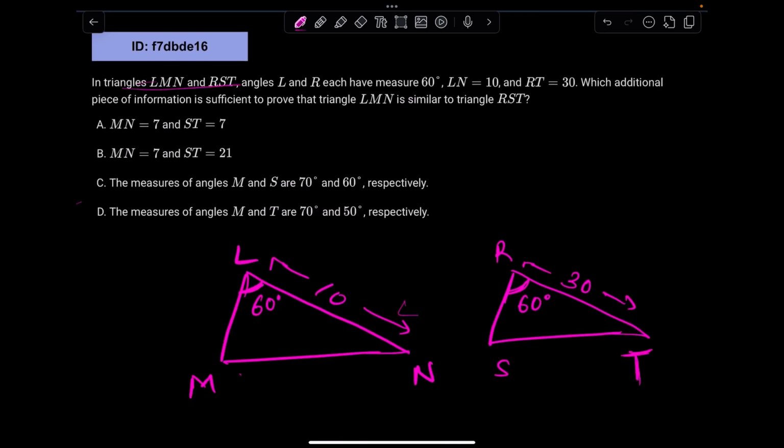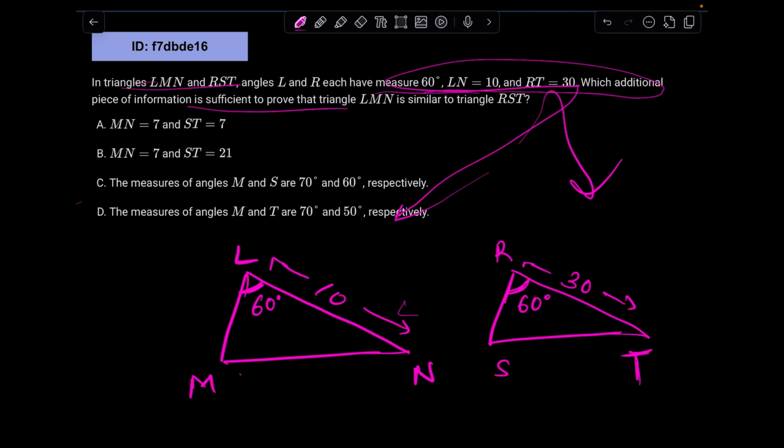So in triangles LMN, RST, we're given this information. I have written them here. So this is 10, this is 30, and these triangles are 60 and 60. So what additional piece of information is sufficient to prove that these two triangles are similar to each other? We're not proving congruency here, we're proving similarity.